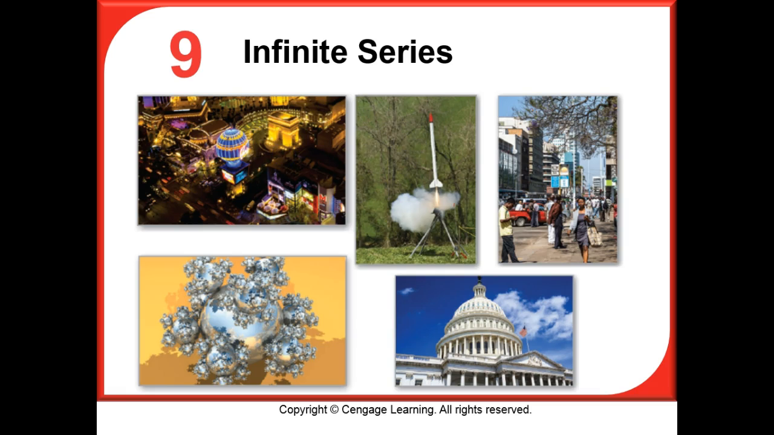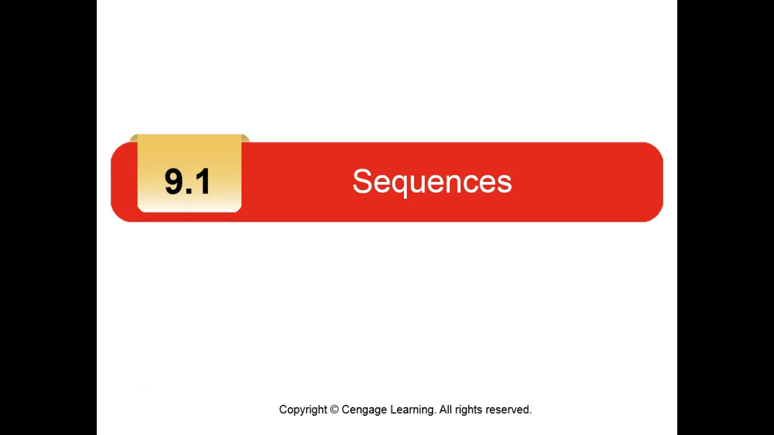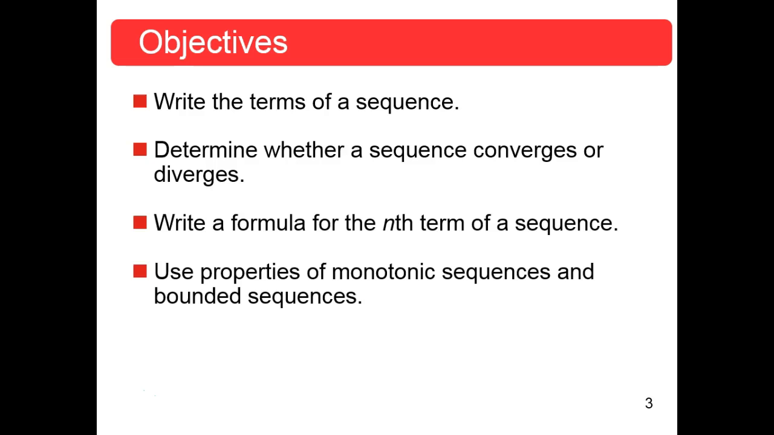Chapter 9. Infinite Series is the title of it. Okay? We'll start with sequences. The objectives here are to write the terms of a sequence, the individual terms of a sequence. We've got to first figure out what a sequence is. Then we'll determine whether that sequence converges or diverges, sort of the same type of thing we were doing with infinite integrals, or improper integrals. We'll write a formula for the term of a sequence when that's appropriate. And we'll use properties of monotonic sequences and bounded sequences.